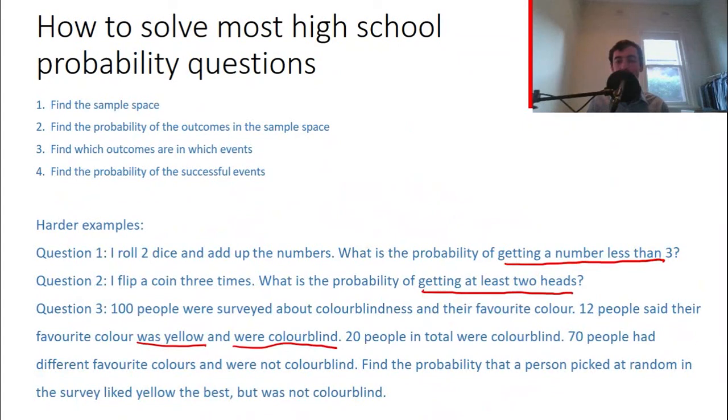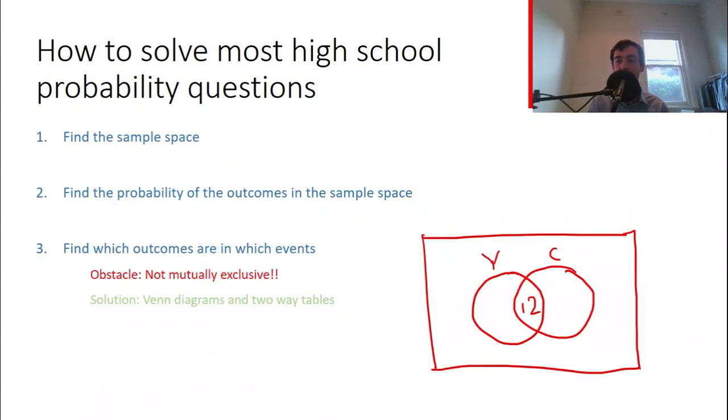So let's see. 20 people in total were colorblind. Does that help us? Okay, 20 people in total are in this circle here. That means if I've got 12 people in this section, there must be 8 people left over in this section.